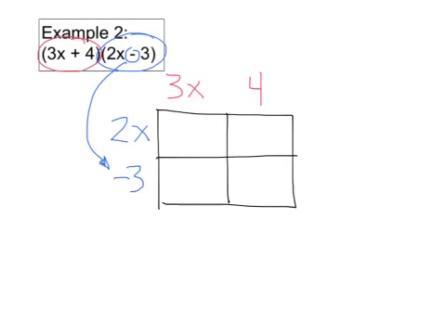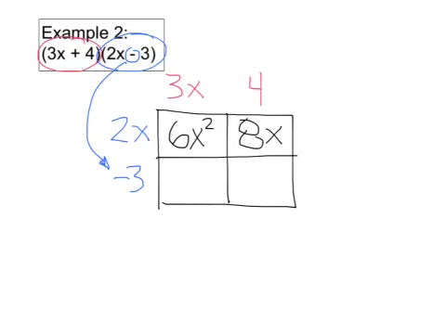Alright, step number 4 then is to multiply these to fill in all the boxes. So 3x times 2x, 3 times 2 is 6, and x times x is x squared. Then I fill in the next one. 4 times 2x. 4 times 2 is 8. And then I just keep my x.